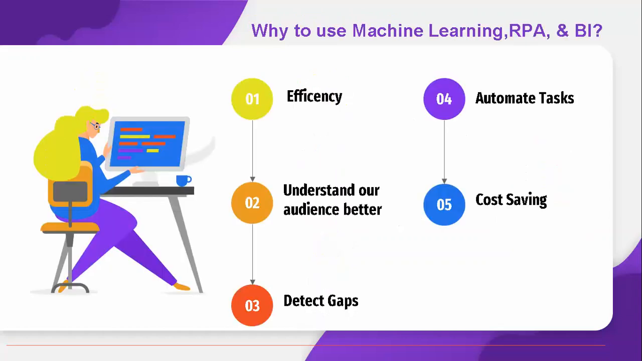Now a very important question: why to use, and where to use, machine learning, RPA and BI. I'll speak about the why first, or you can say what benefits we will get in return while using these trending technologies in a solution. Any solution, be it HRMS, CRM, or ERP. What benefits are we going to get?